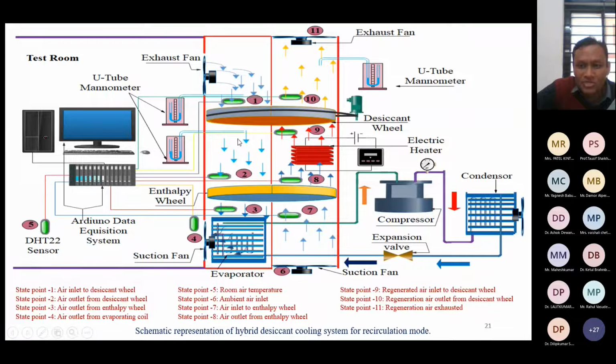So over here, one is the VCR system and another is the desiccant cooling system. Now we are providing the air. This is one section, the desiccant dehumidification section, and another section is the regeneration section.